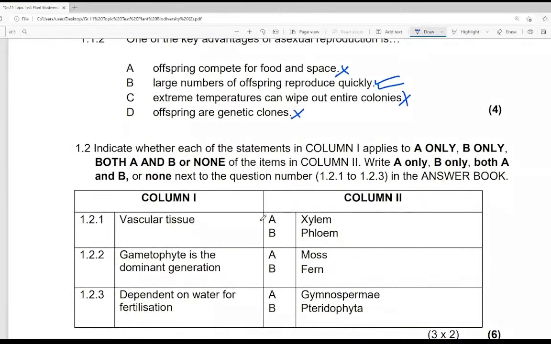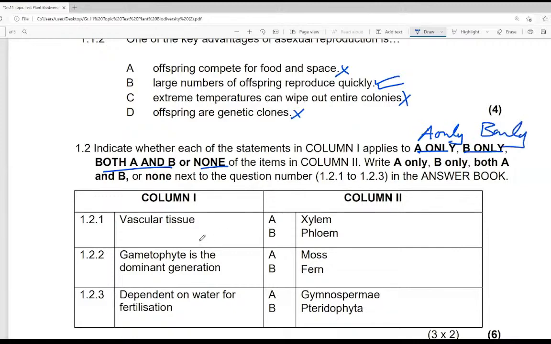Then they're saying indicate whether each of the statements in the column. So guys, you have to use A only, B only, both A and B, or none. You cannot use those things. The instruction is saying A only, B only. So you have to follow the instruction.